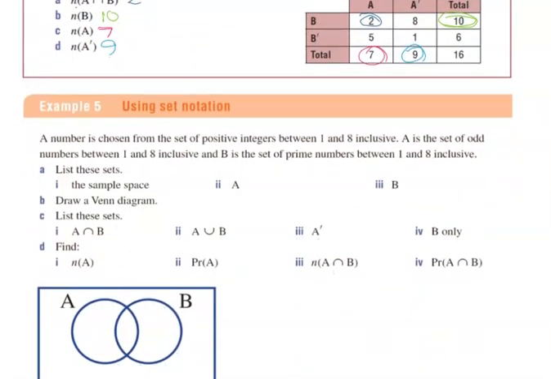Okay, looking at example 5, using set notation. The number is chosen from the set of positive integers between 1 and 8 inclusive. A is the set of odd numbers between 1 and 8 inclusive, and B is the set of prime numbers between 1 and 8 inclusive. List these sets, so the sample space. That's all of our numbers between 1 and 8.